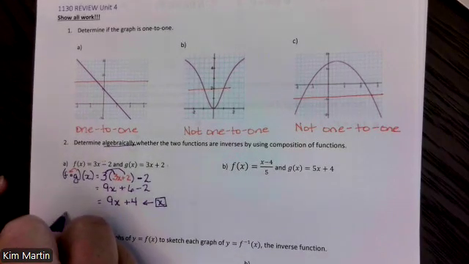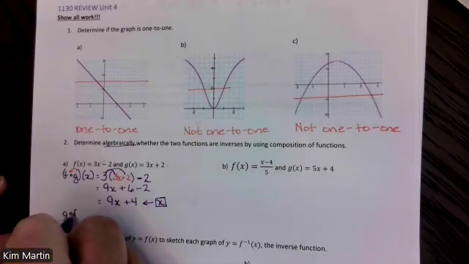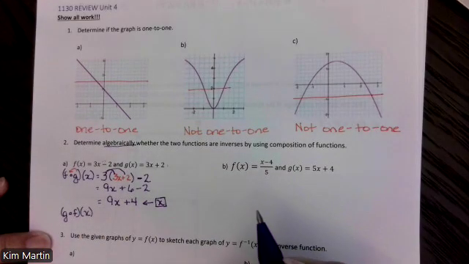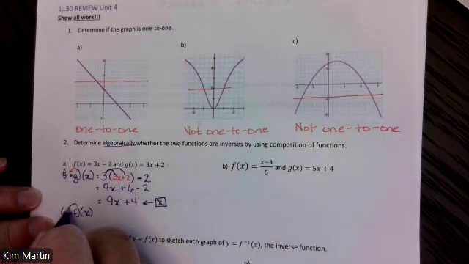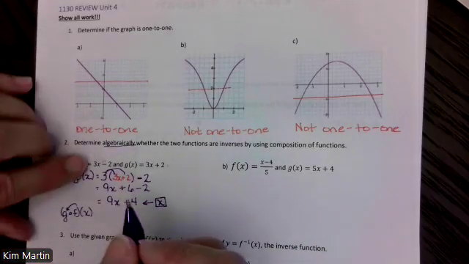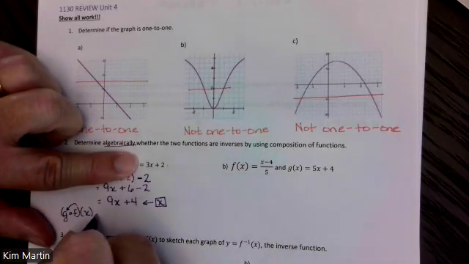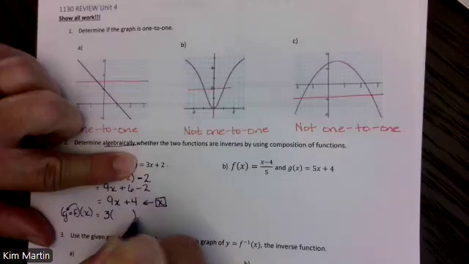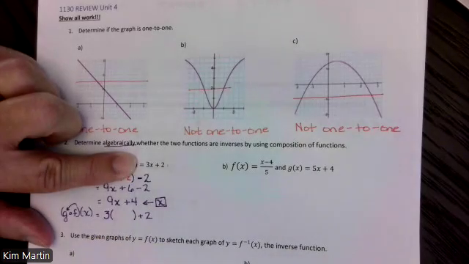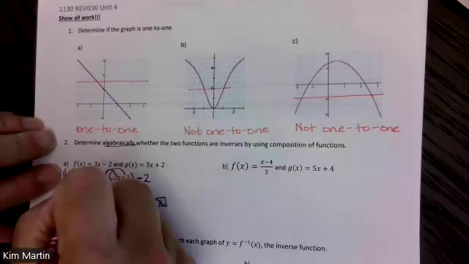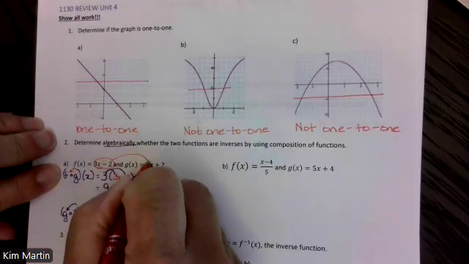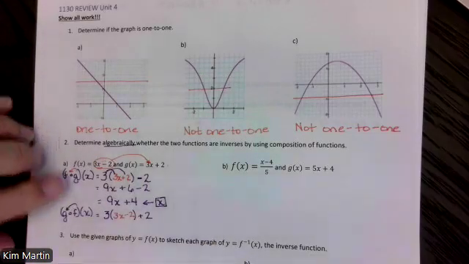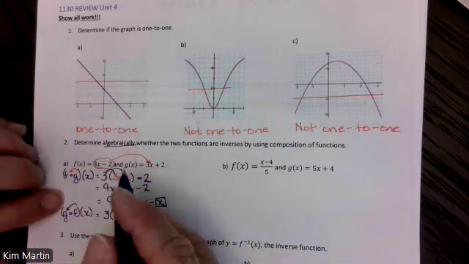I'm not going to do the second part. Well, I will for the review. If I do the other composition of functions, where I'm going to take my f and plug it into g, that means I take my g function, which says 3 times whatever x is plus 2. Now I'm taking this function and plugging it in there. So I get 3x minus 2. I'm taking my f and plugging it into g.